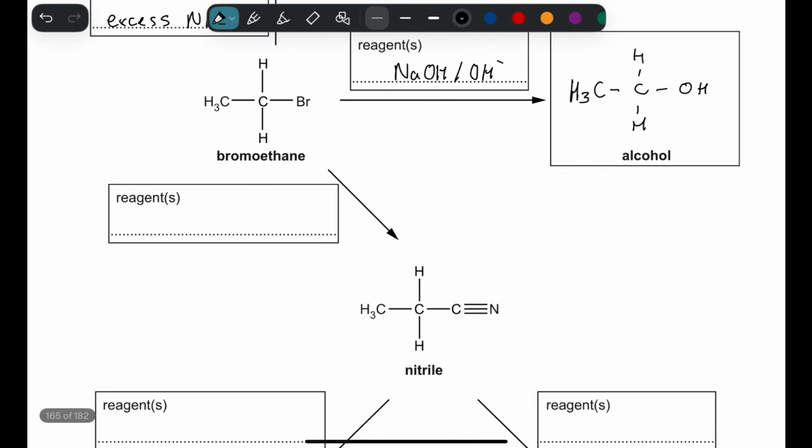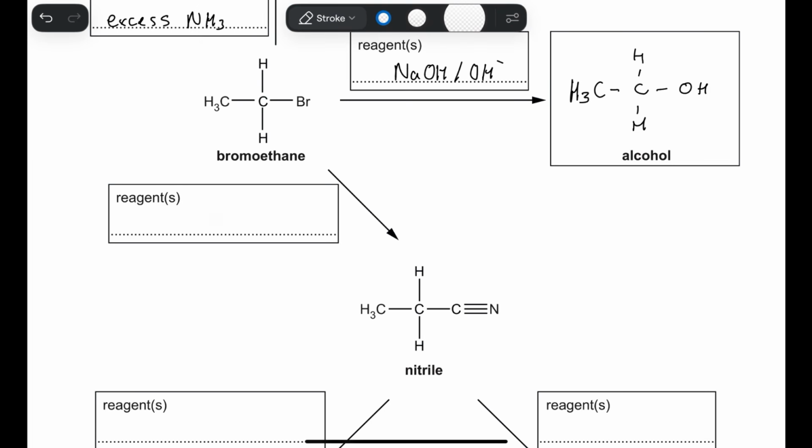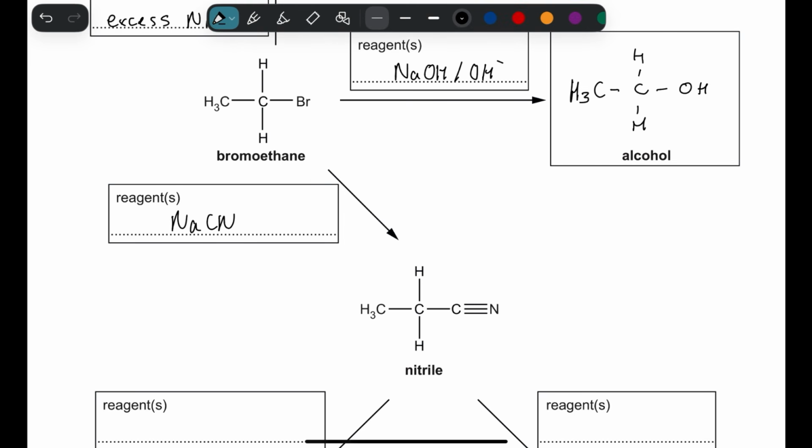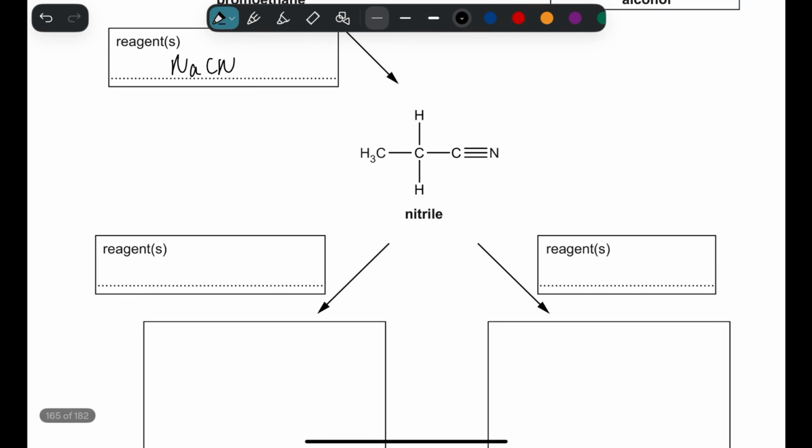Okay. Now, to go to a nitrile group, this is where you need to now add cyanide. Yeah? So, we're going to use cyanide as a reagent. Yeah? You could add ethanol if you want, but the main thing is cyanide. And thankfully, they haven't told us to draw it out. I maybe would go like sodium cyanide, actually. Play it on the safe side. Sodium cyanide.